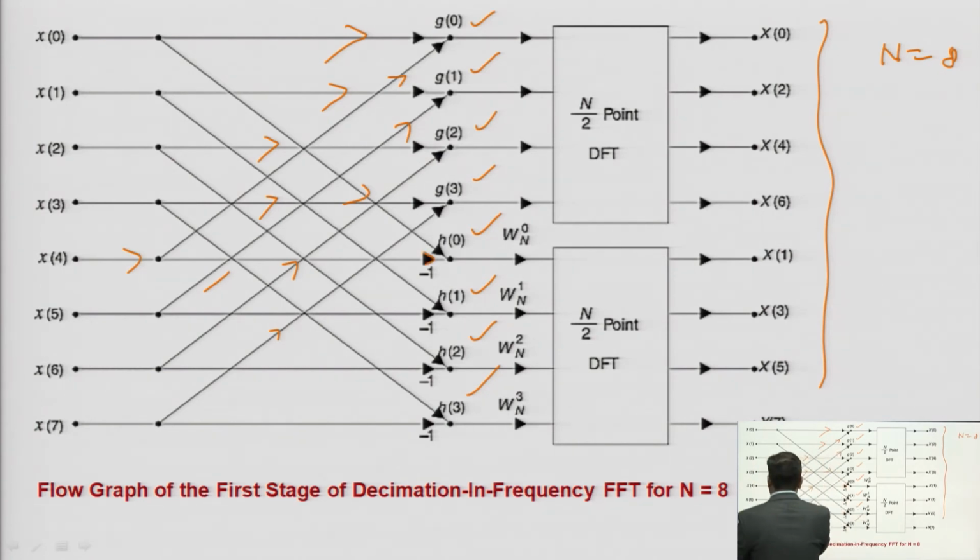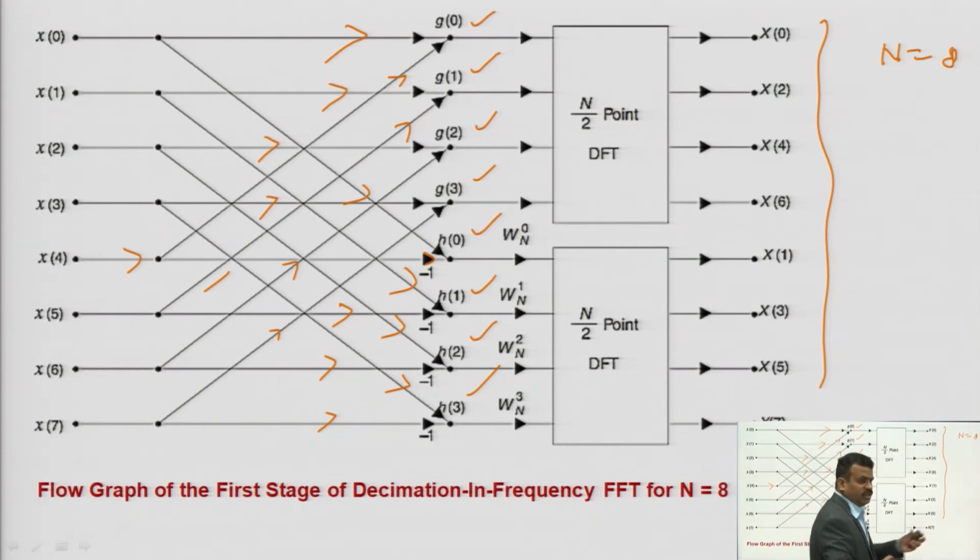Similarly, H 1 is equal to x 1 coming here, and this will be minus 1. Then x 2 is coming here, and this will be minus 1. Then next your x 3 is coming here, and this will be minus 1. So, this is the first stage of decimation or decomposition under the DIF FFT algorithm if you are taking capital N is equal to 8.